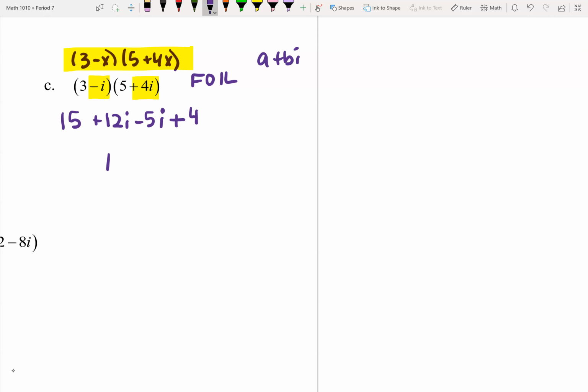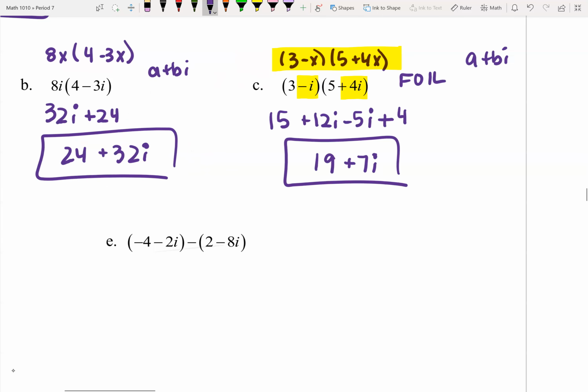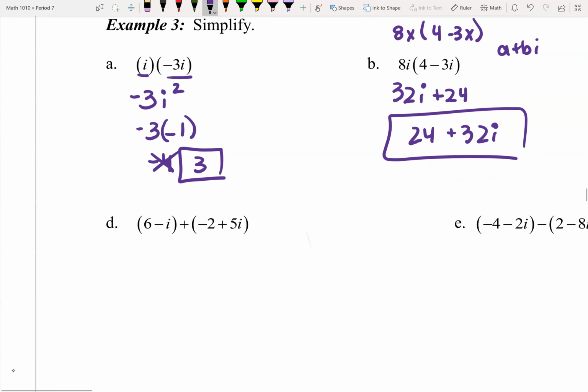So 15 plus 4 is 19. 12i minus 5i is a plus 7i. That's my answer, and I'm done. Who says this is easy? Raise your hand. Do it all the way to the sky. Okay, yay. Okay, question D.